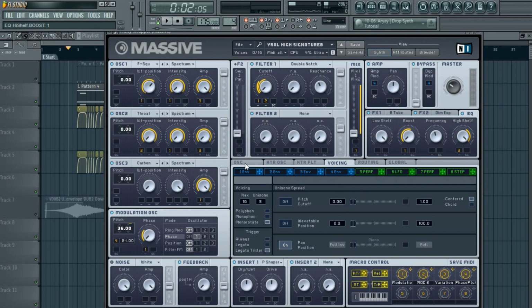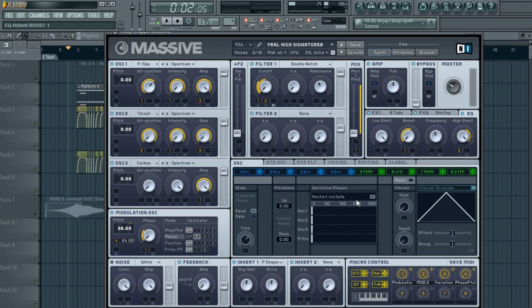Now on the oscillator tab we need to switch this option, restart via gate, on. This is very essential if you are making new sounds, or not essential, but if you want to have a uniform sound every time you play a note, then this option is quite necessary. You need to put all the phases to 0, which they would be at by default. And if you like randomness, just switch this off and you'll get your randomness.